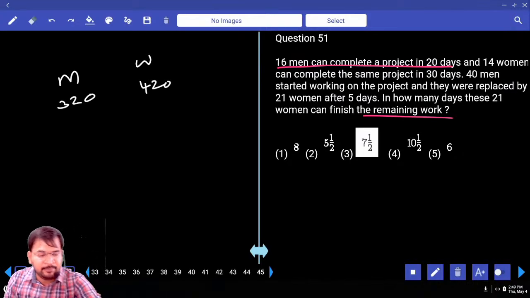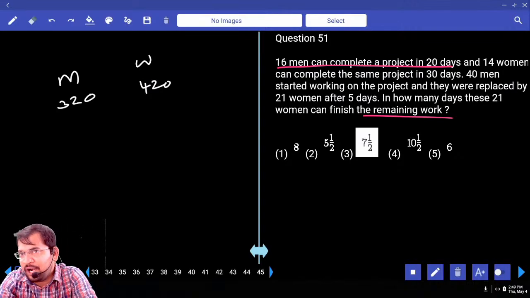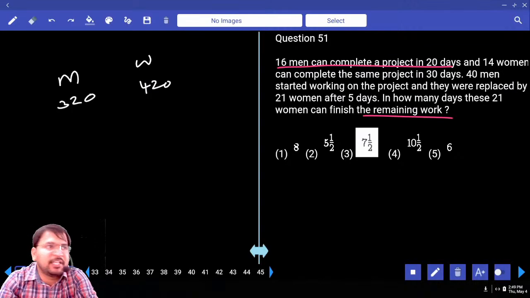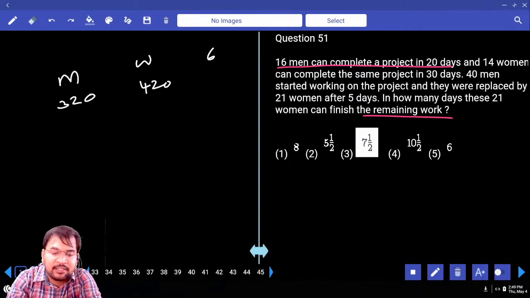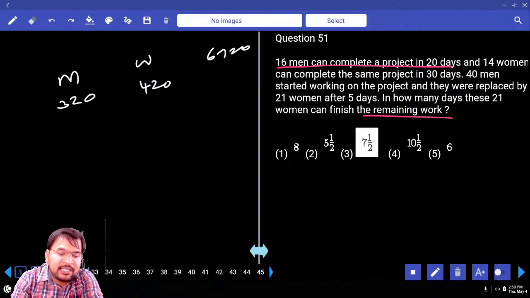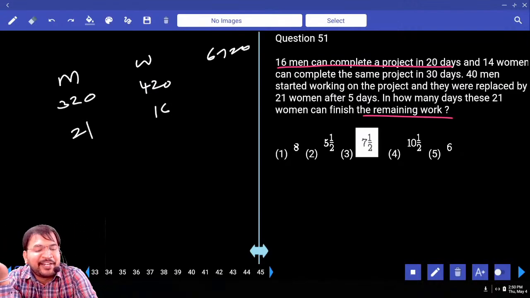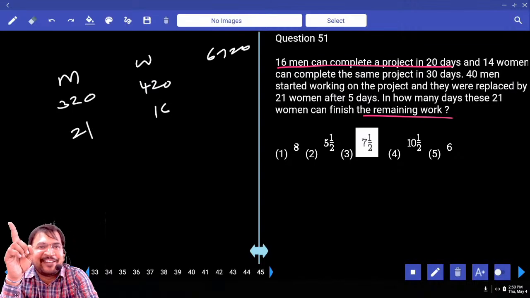Which table goes maximum? These two tables, which table goes maximum? 20 table. 16 into 20 is 320, 16 into 400 is 6400, 320 plus 6400 is 6720. LCM is 6720. 420 goes how many times? 16 times. 320 goes how many times? 21 times. So 320 into 20 times is 6400, and one more 320 extra, that is 21 times.